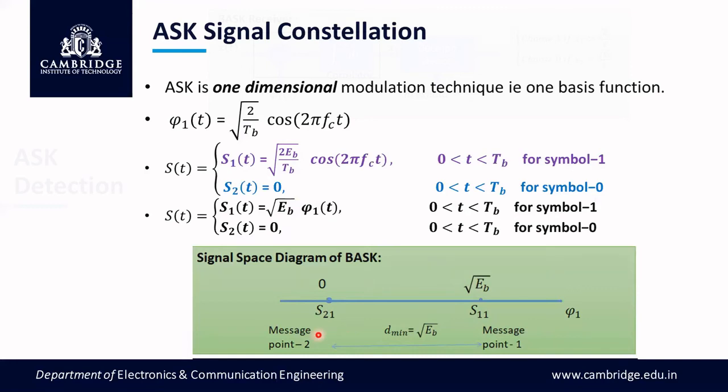Message point 1 is bit 1 and message point 2 is bit 0. The gap between these two is root EB, the minimum distance, also called the Euclidean distance between the two points in signal space. The phi1 of t should have phase and frequency synchronization with respect to the transmitter. Establishing frequency synchronization is easy using an oscillator, but the only problem is phase synchronization, for which a synchronization circuitry is used. These two values, root EB and 0, are denoted S11 and S21, which will be explained in the next slide.